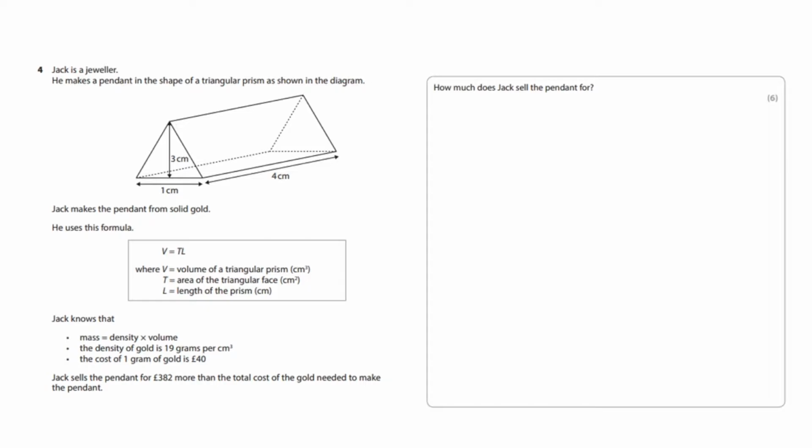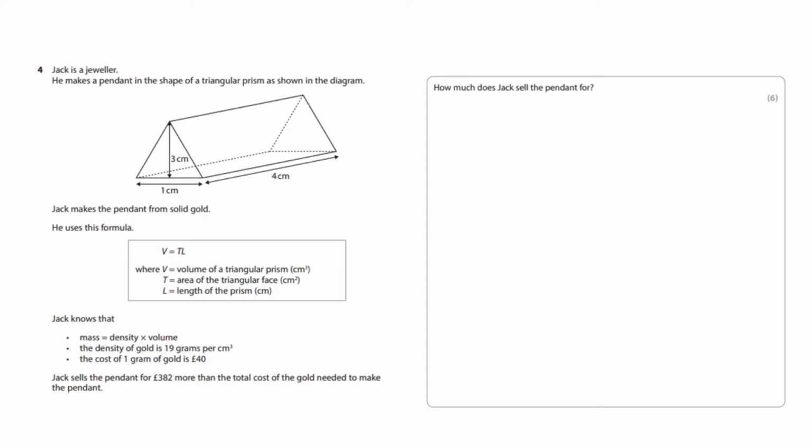Jack is a jeweller. He makes a pendant in the shape of a triangular prism, as shown in the diagram. Jack makes the pendant from solid gold. He uses this formula: V equals TL, where V is the volume, T is the area of the triangular face, and L is the length of the prism. What we're trying to find out is the volume of this prism.